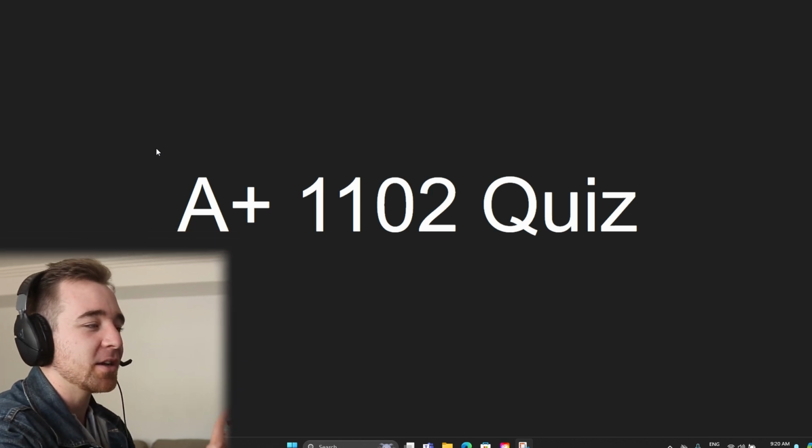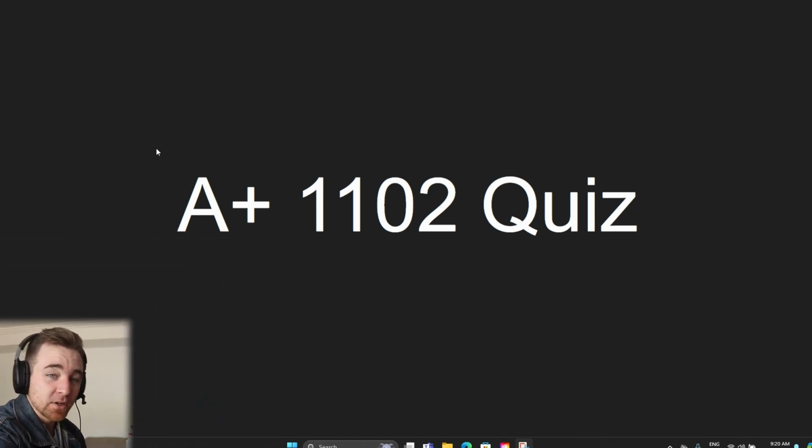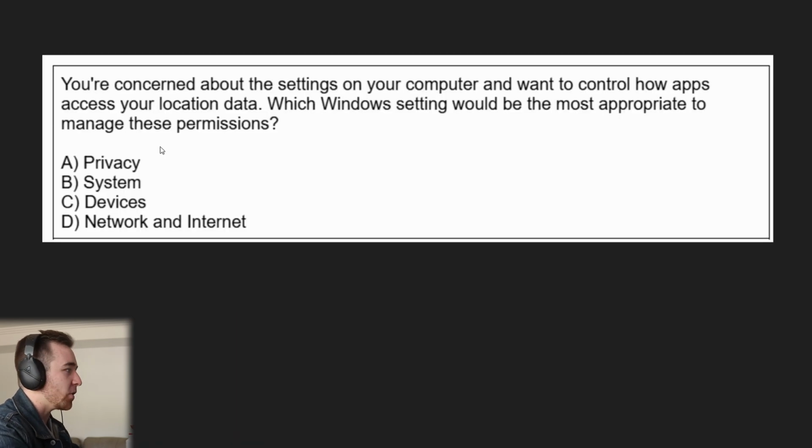Let's do it with question number 1, coming from exam objective 1. The question reads, you're concerned about the settings on your computer and want to control how apps access your location data. Which Windows setting would be the most appropriate to manage these permissions? A, privacy, B, system, C, devices, or D, network and internet. Pause the video if you need some time to answer that question. Go ahead and press play when you're ready to find out the answer, because that's coming in 3, 2, 1.